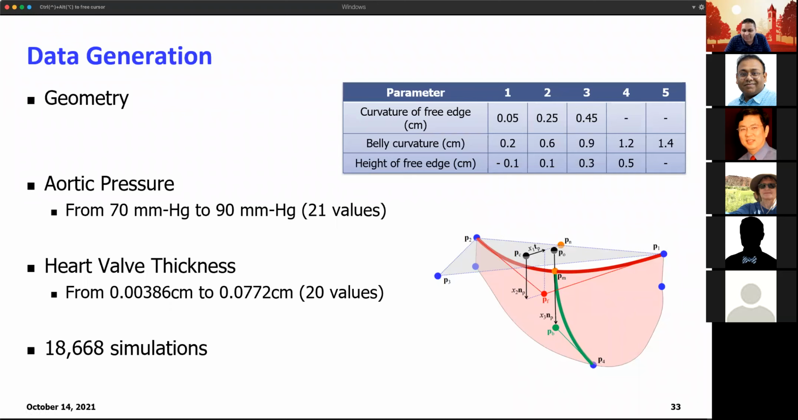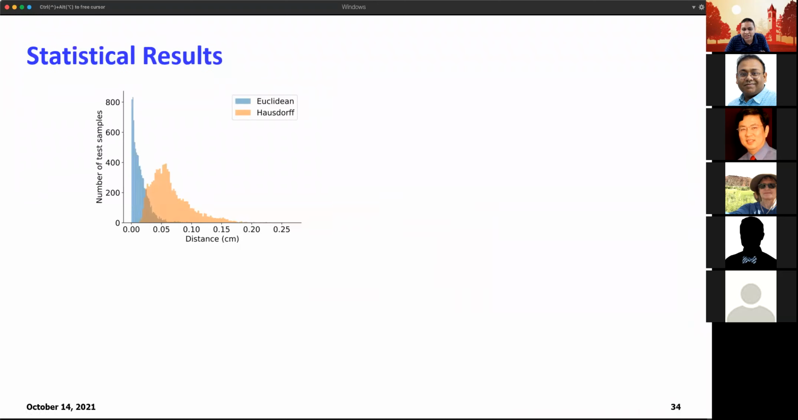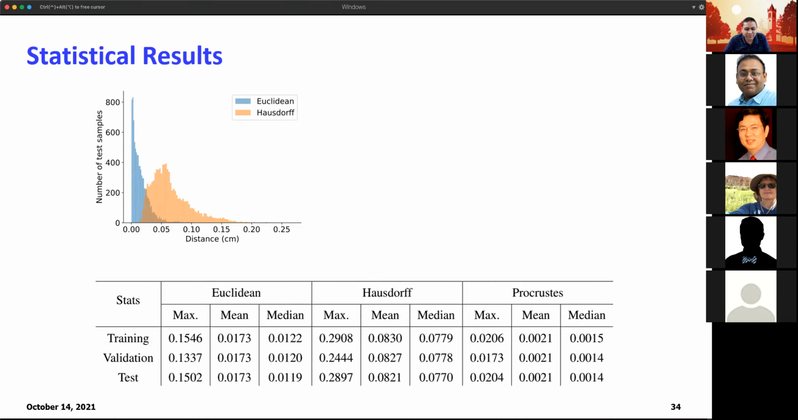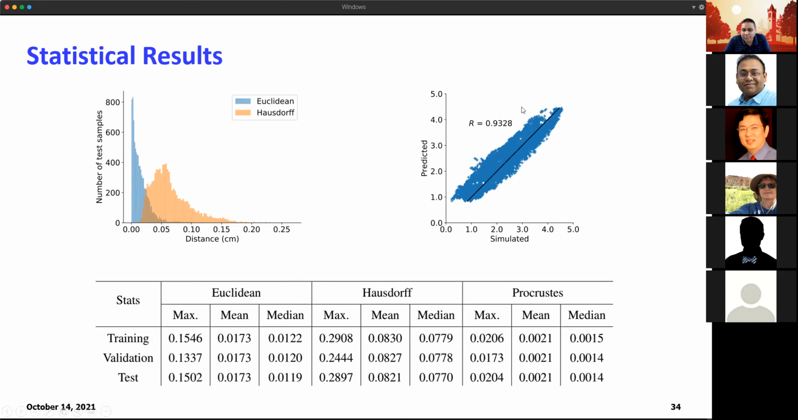Now that we have these simulations, we can use them to train our model and then see what the statistical results are on the validation data or the testing data. We found that we can predict the deformed configuration really accurately, and we can also predict the coaptation area in this case very accurately, with an R value of almost 93%.